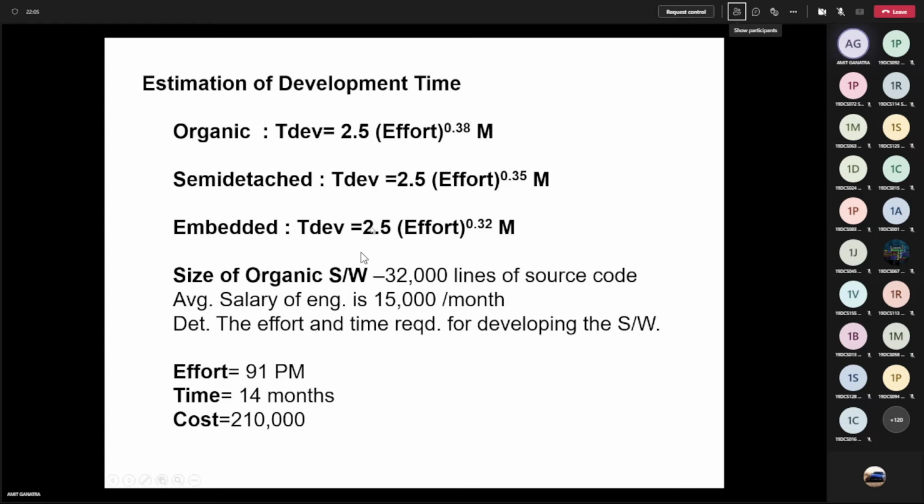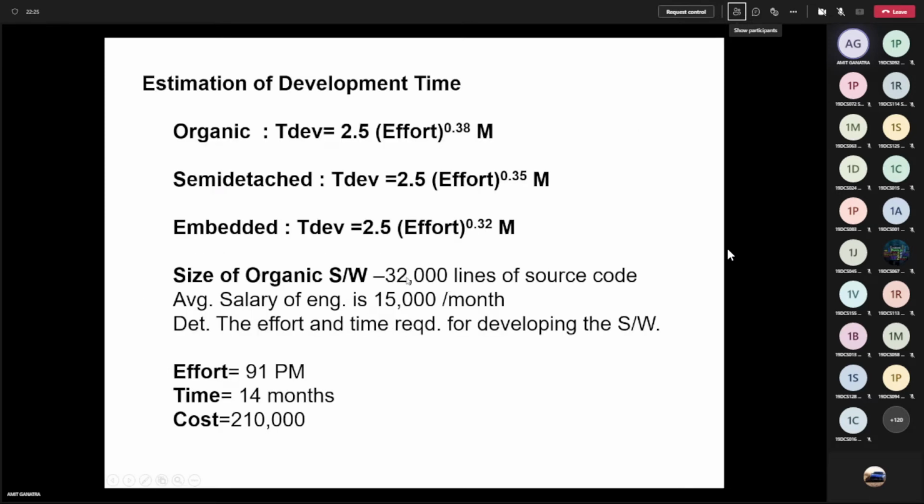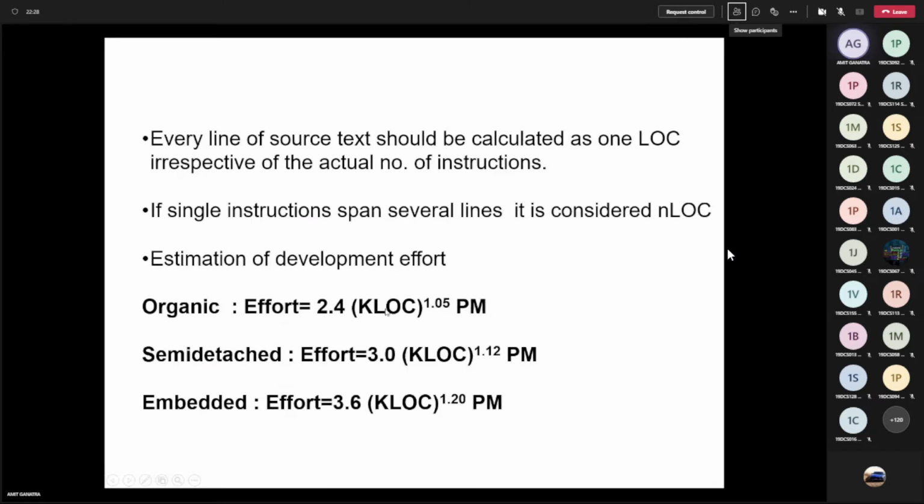So here I have already said that it is organic type software. So which equations should I consider? I have to consider the first equation, right? So put in this value. Effort equal to 2.4 into what value should I put? Here, what value should I put? 32. So 2.4 into 32 raised to 1.05. Calculate what is the value in terms of person month for effort.